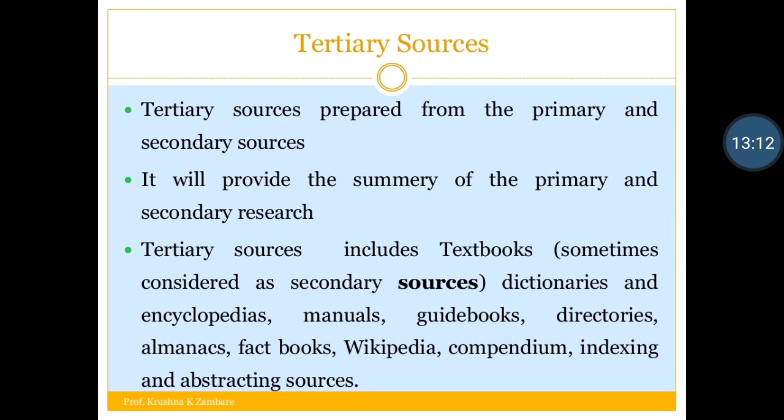They are known as dictionaries, encyclopedias, manuals, guidebooks, directories, almanacs, fact books, Wikipedia, compendium, indexing and abstracting sources. These are the types of activities we can use for the tertiary sources of information. The tertiary source of information has a very large amount of information, so that is a very important factor for the drug information sector and poison information sector. That is the second part of the information center.